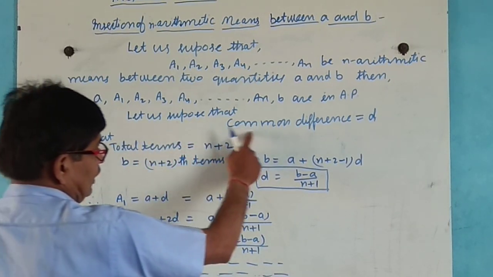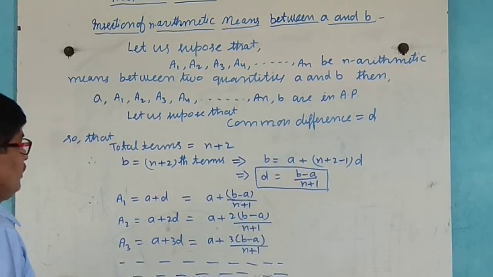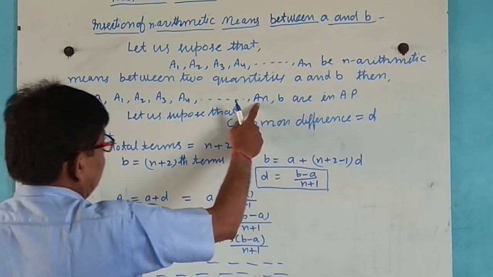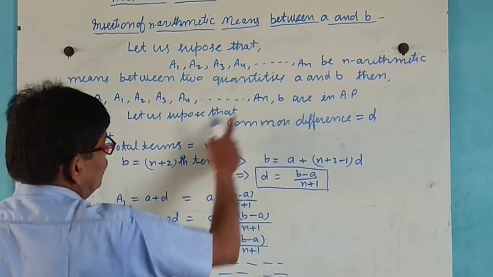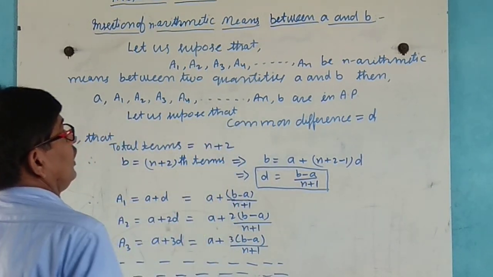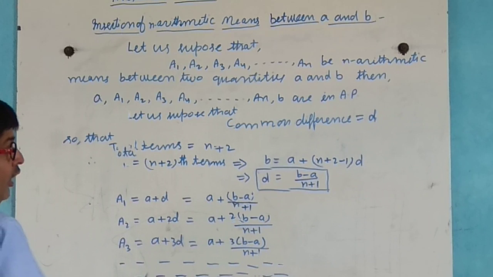Let us suppose that the common difference is D, so that total terms from here to here are n terms, and total terms equal to n plus 2 in this AP series, and B.